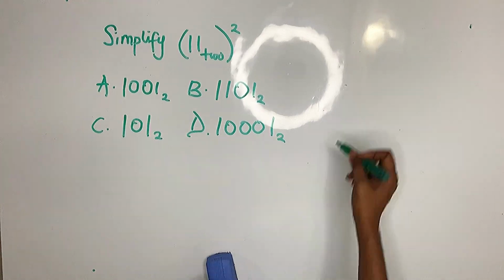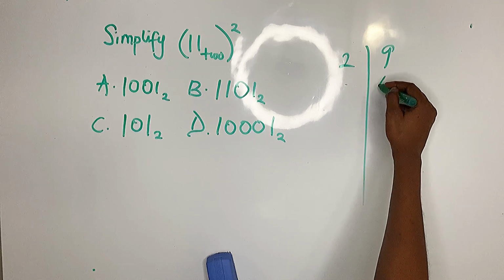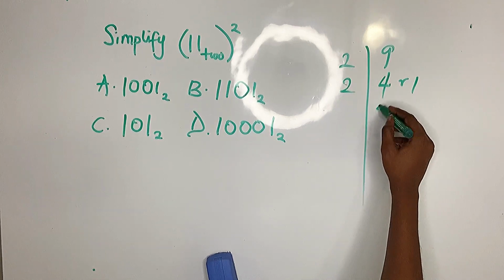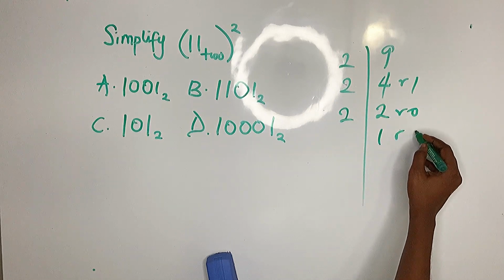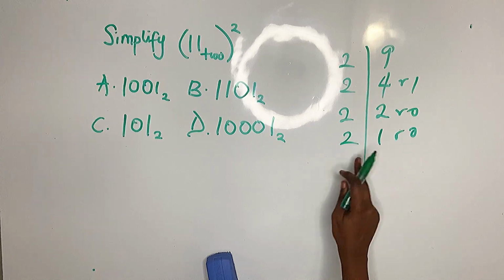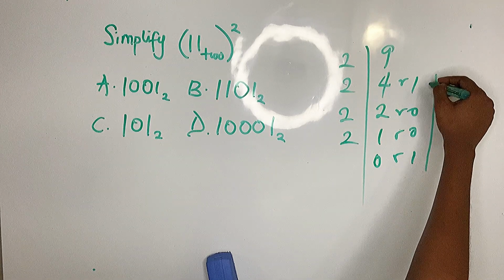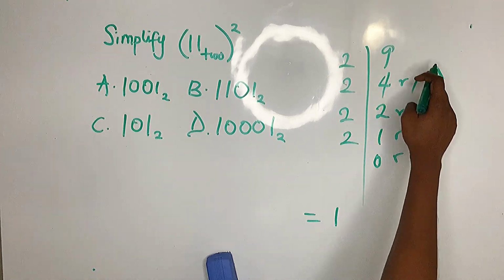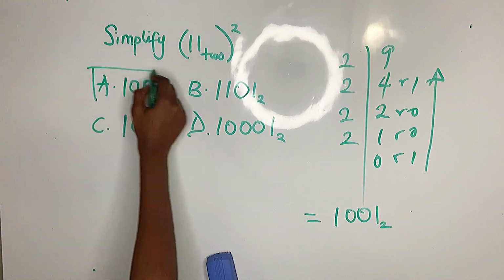Okay, so let's do that. We have 9 here. How many 2s will we find in 9? It is 4, of course, remainder 1. 2 in 4 would be 2, remainder 0. 2 in 2 would be 1, remainder 0. And 2 in 1 would be 0, remainder 1. If we pick our numbers going upward, we are left with 1, 0, 0, 1 base 2. And that is E.